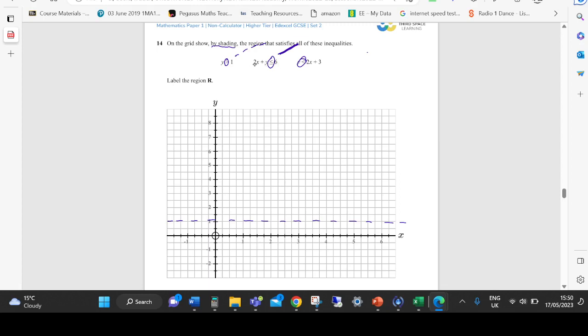The straightforward coordinates on there: if x is 0, y would be 6. So when x is 0, y is 6. And then when y is 0, x would need to be equal to 6, so x would need to be equal to 6. So again, you're going to draw this with a ruler rather than freehand like myself.